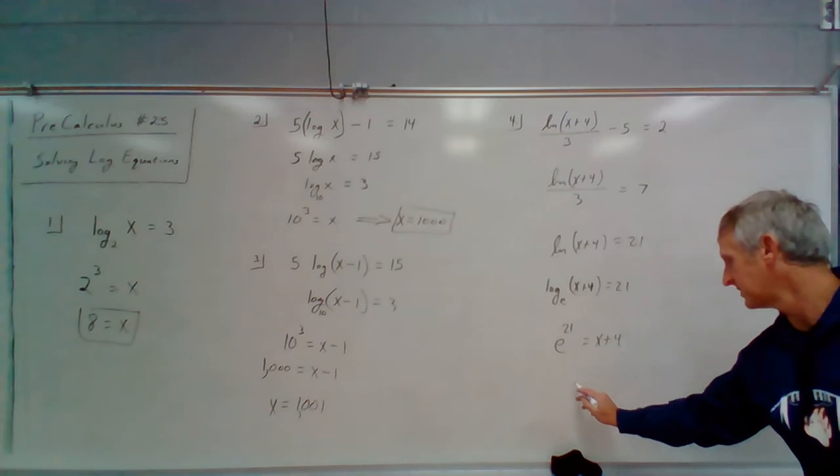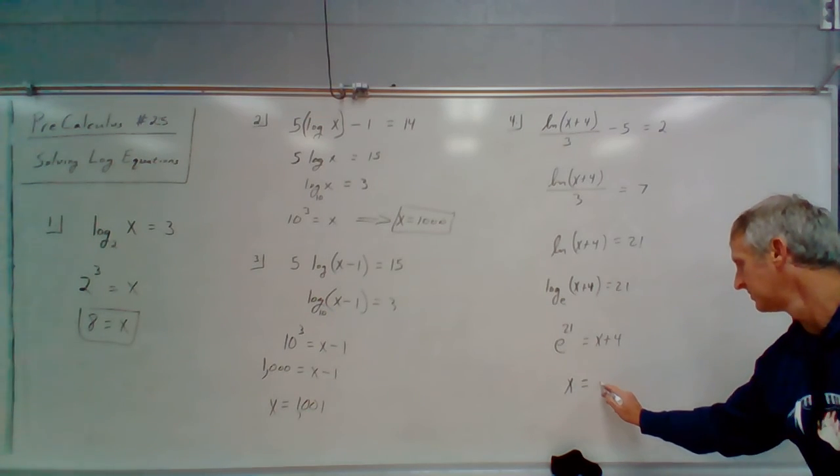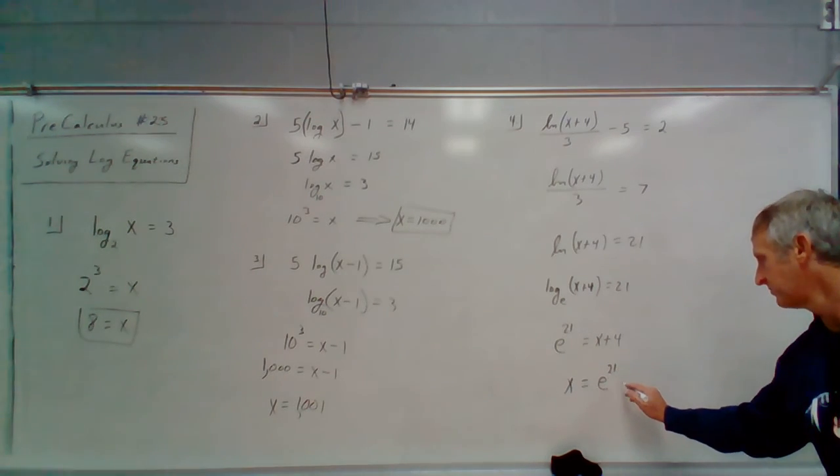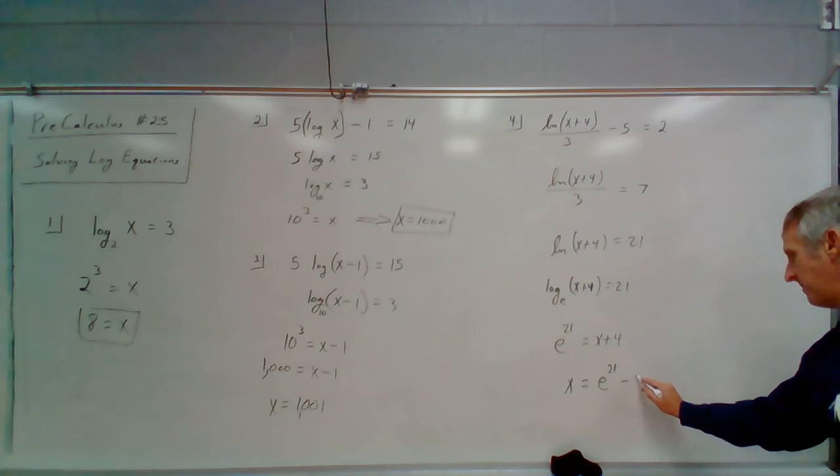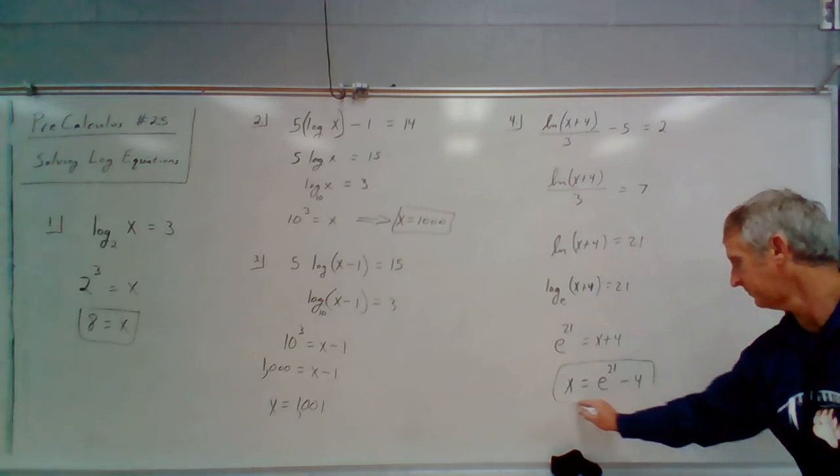Move 4 to the other side, and I get x equals e to the 21st power, whatever that is, minus 4.